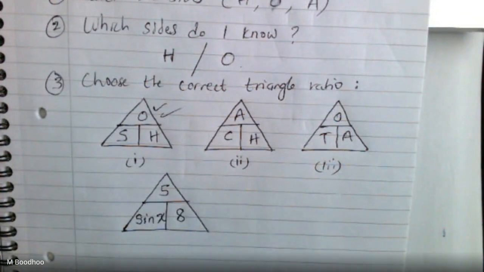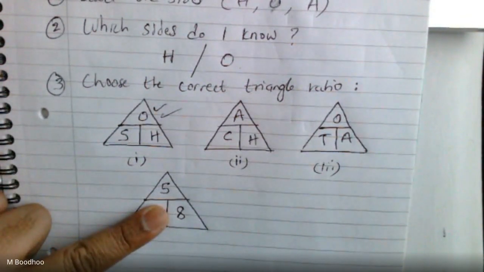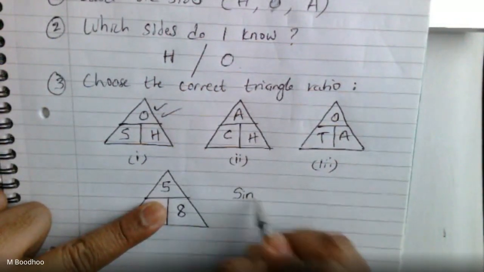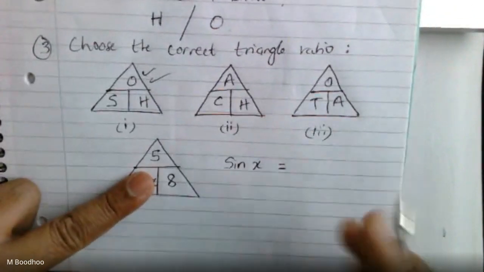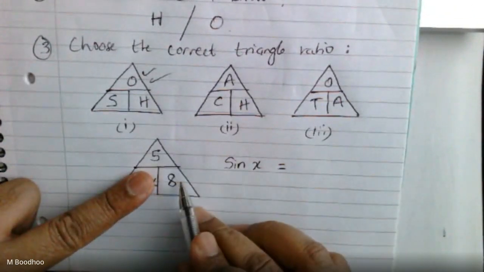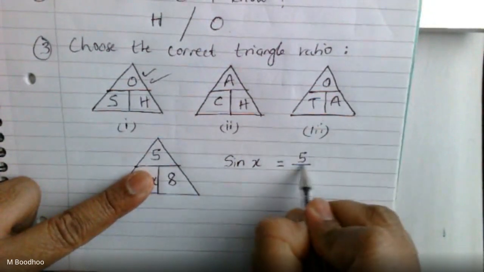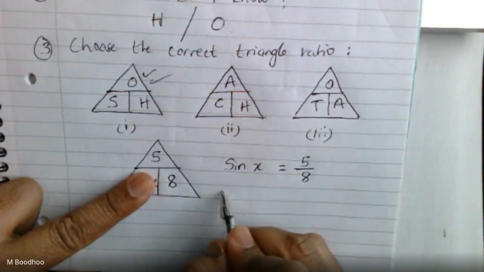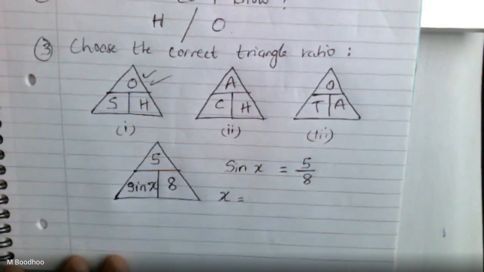Now I'm going to hide this sine X. I'm going to write down sine X equals 5 on top and 8 at the bottom. Can you see 5 is on top and 8 is at the bottom? So I'm going to write down sine X equals 5 over 8. I need to find X, the missing angle. Look very carefully how I'm going to find the missing angle.